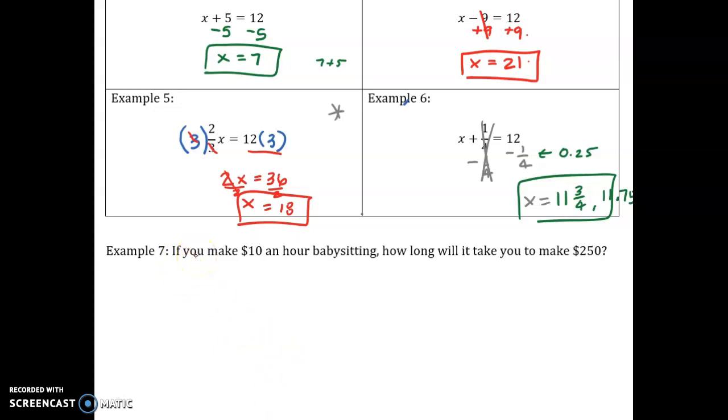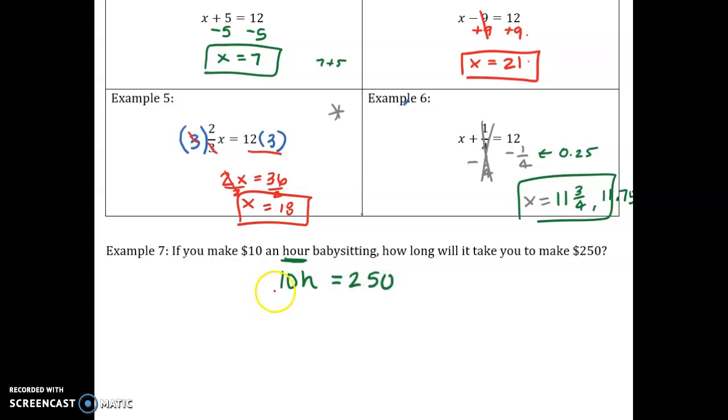Then I have a word problem for us. If you make $10 an hour babysitting, how long will it take you to make $250? Well, if you make $10 an hour, or 10 times the number of hours you work, which I will say is H, that has to equal $250.